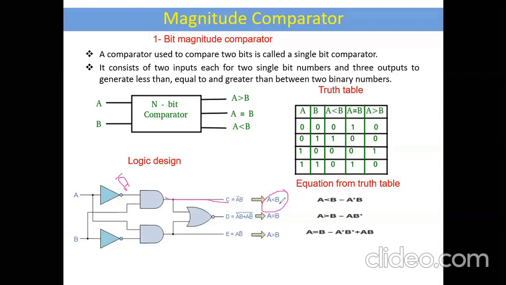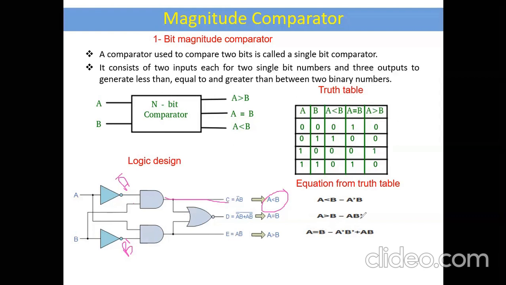In the same way, A greater than B is A into B bar. So for A greater than B, I take the A input directly, and here it is B bar. So B bar into A is multiplied. That is, B bar into A is A greater than B.